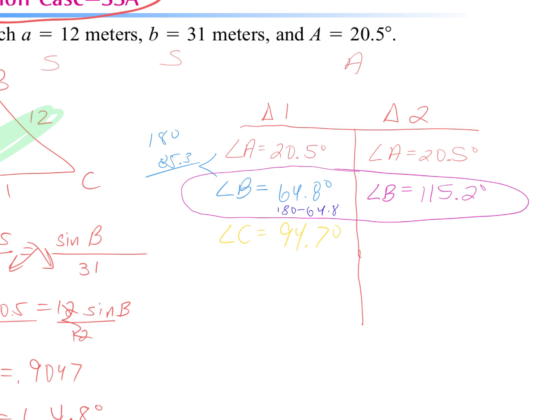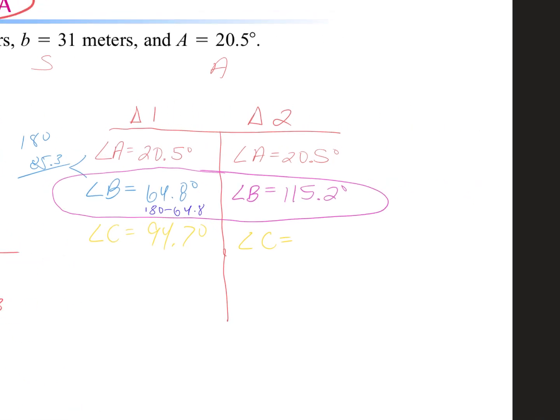Okay. Now, if a second triangle exists, you'll have degree measures left over on this side. Add up these two. What's 20.5 plus 115.2?